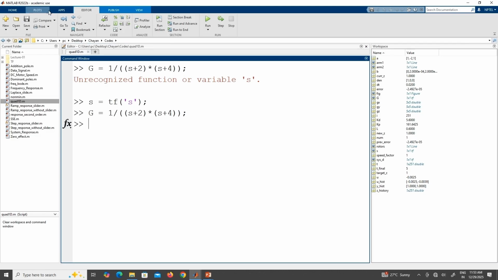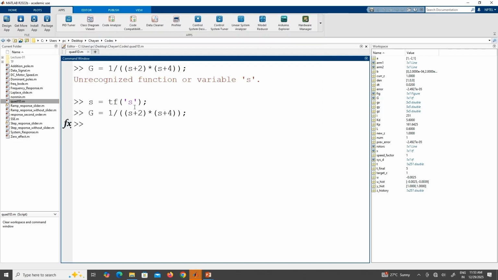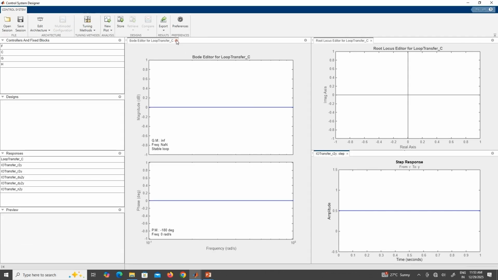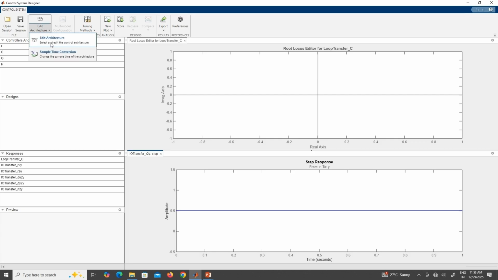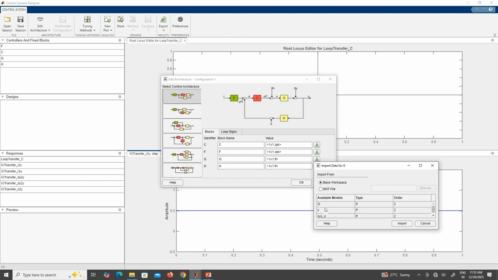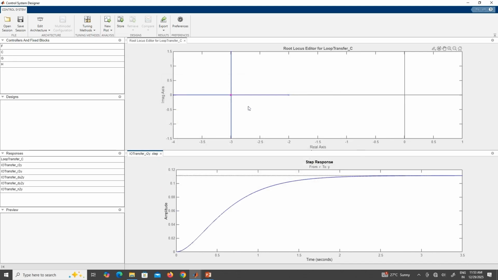Now, like the previous case, we go to apps, we go to, remember here I have not defined C, okay, because I am doing it from scratch. So, I do not know what C would be. So, again Bode plot I am not concerned about. So, let me just cut that, then go to edit architecture. So, now only G I am specifying. I am importing, okay. So, this is the G that I have. Right now you can see F is 1, C is 1, G is 1 by s square plus 6s plus 8, that is the transfer function of the plant, H is 1. So, this is what we have.